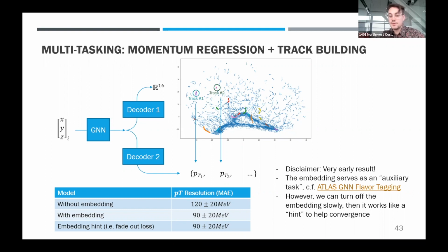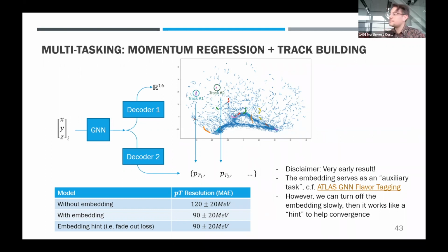And it turns out that without using embedding, we get a resolution of around 120 MeV. Using the embedding, we get a better resolution, meaning a smaller absolute error. So that's quite nice, and we can think of this as a sort of auxiliary task that helps the model learn what the PT should be.